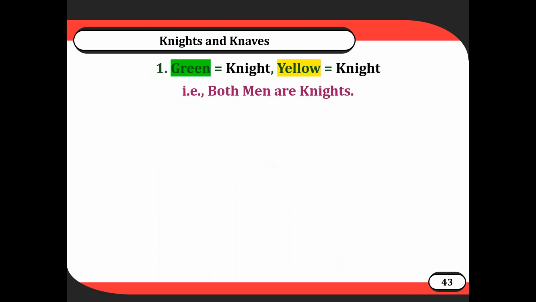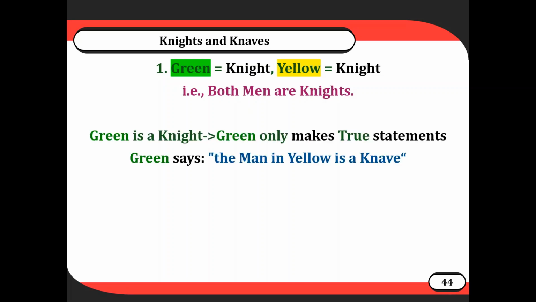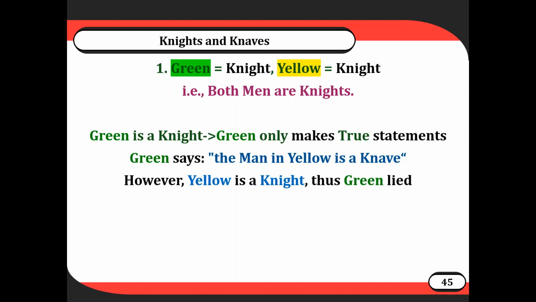So we're going to look at the first one, where they're both knights. So green is a knight, so we're going to assume that they're both knights, and then we're going to see what happens when we examine their statements in light of these ideas. So green is a knight, so green only makes true statements. And green says that the man in yellow is a knave. However, under our assumption, the man in yellow is a knight, and thus green gave us a statement that was false. Green lied to us.